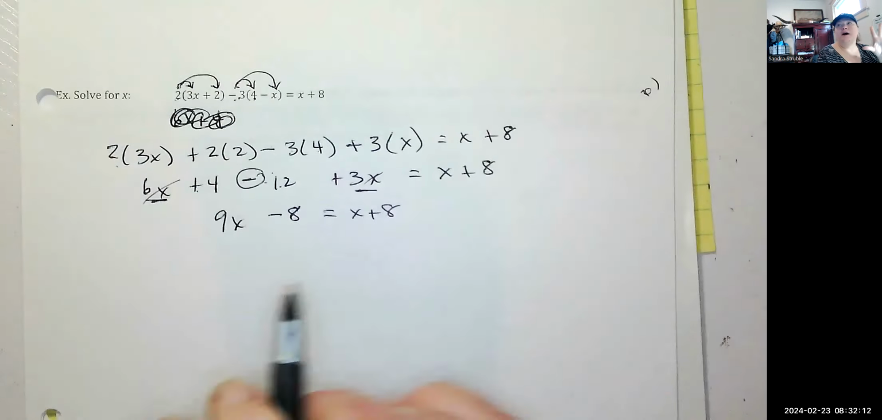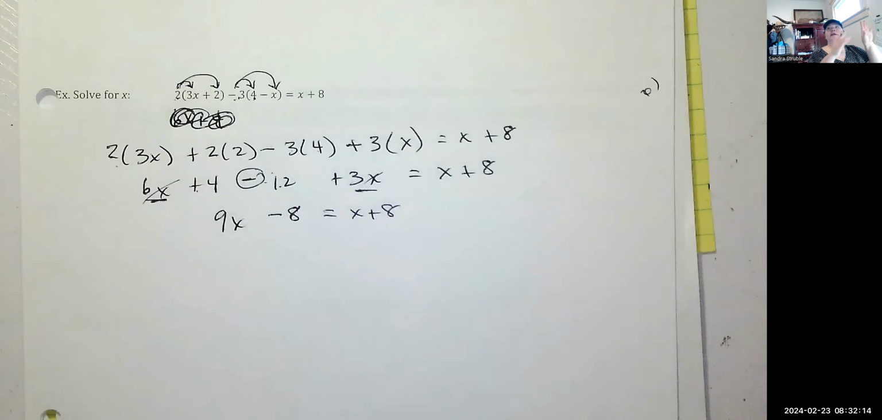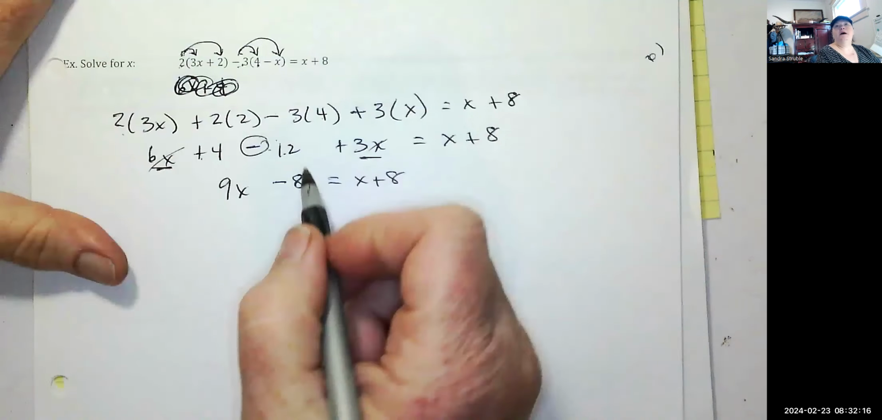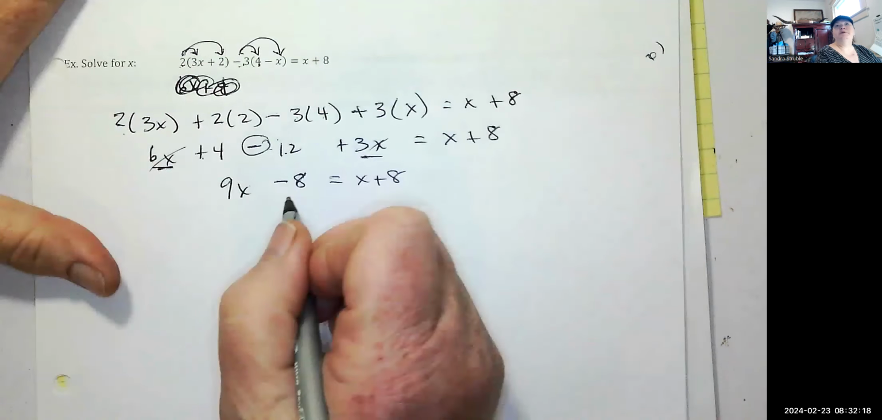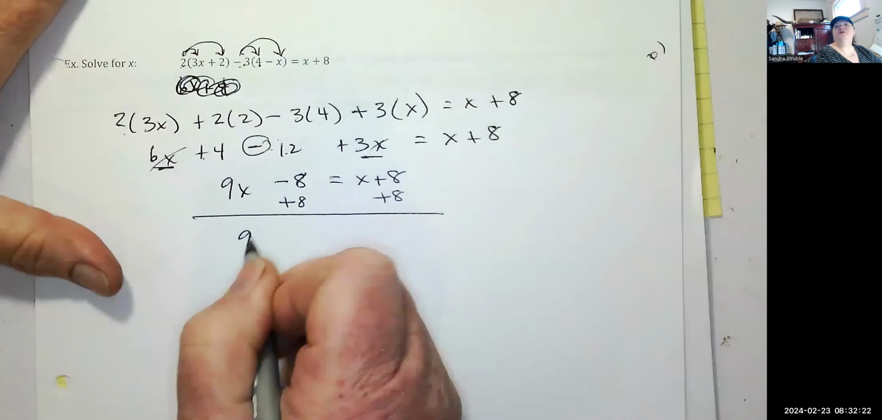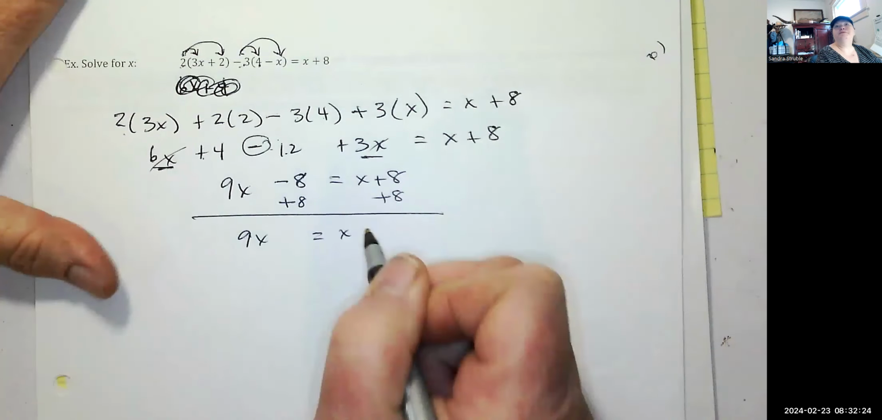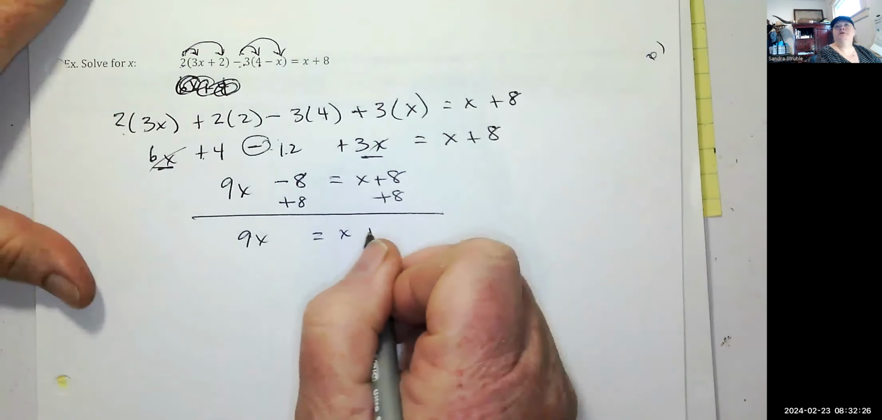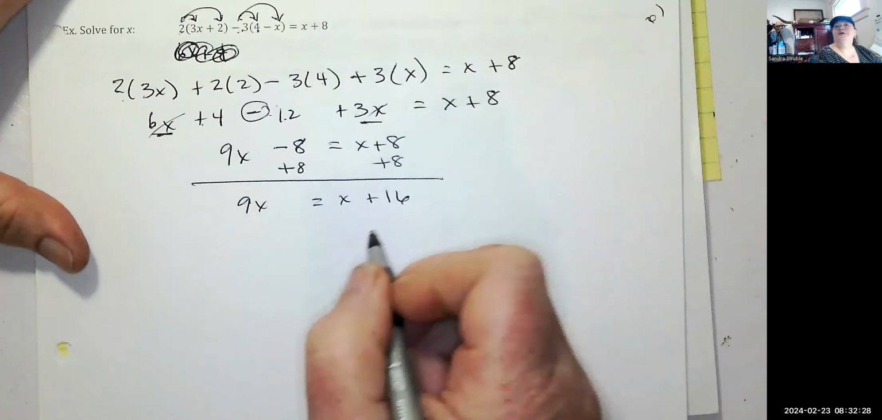All right, now we can move our x's to one side and our constants to the other. Let's just move our numbers. We're going to add 8 to both sides. And I just arbitrarily chose to move my numbers to the right. Again, you go wherever you want to go. We should get the same answers.